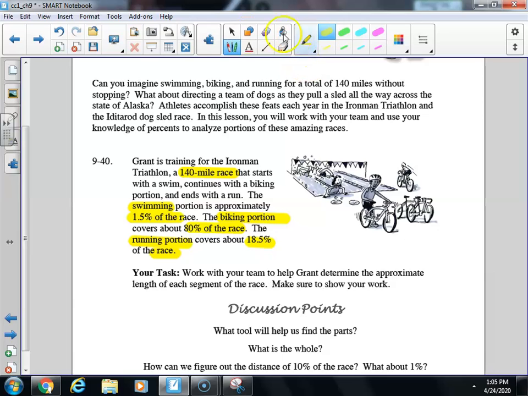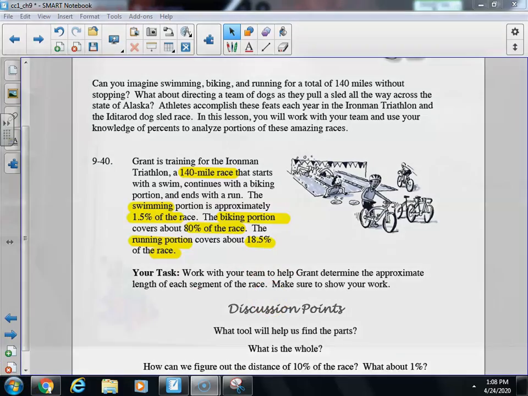So your task is to work with your team to help determine the approximate length of each segment of the race, making sure to show your work so we can see how you came up with how much of the race is swimming, how much is biking, and how much is running. All three of those should give you your 140 miles. We want to think about these three questions. What tool will help us find the parts? What is the whole? And how can we get a distance of 10% of the race, or 1% of the race, or any of the percentages they give to us? So pause the video, take a little bit of time to talk about what portion is swimming, biking, and running. We'll come back and talk you through these points and let you check your work as well.